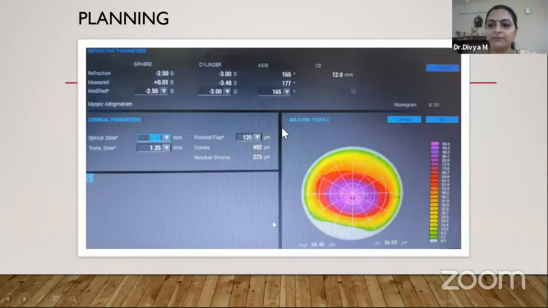Coming to the planning, this is how your screen would look. The measured sphere might not be that accurate because this is a subjective, refraction-based measurement. So we would go more with the sphere that the machine picks up, and we're more concerned about the cylinder here. For the axis, again, there is something that we measure and something that the machine picks up. In these cases, it's always better to go with what the machine tells us. If there is a lot of difference between the two, then we look at the anterior float and see what axis it corresponds to in the steepest region.